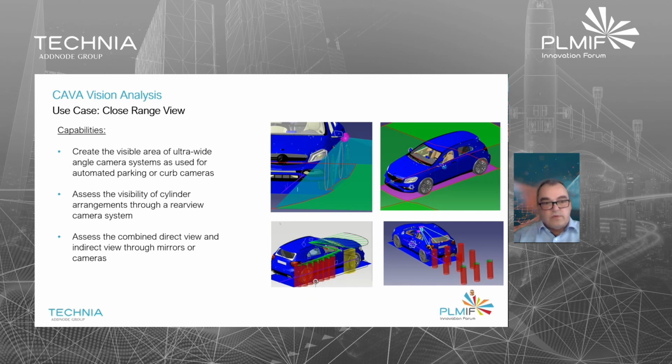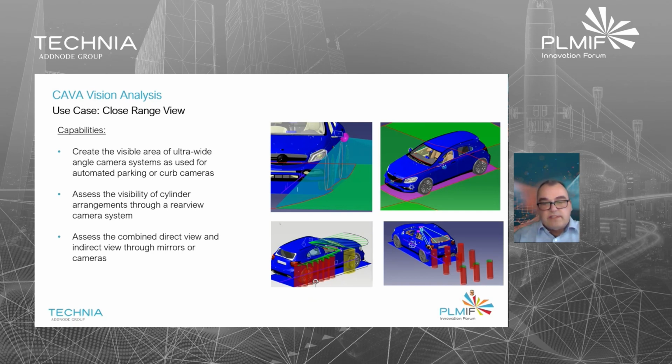Another question, which is also a legal aspect for regular driving, is the close range vision. There are legal requirements, for example, for the rear view camera, as you see in the right lower picture. This camera needs to be able to see the cylindrical object arrangement behind the vehicle. Some of the cylinders must be completely visible, others must only be partially visible, and CAVA can do this assessment for you and give you a clear indication if the cylinder is visible or not.